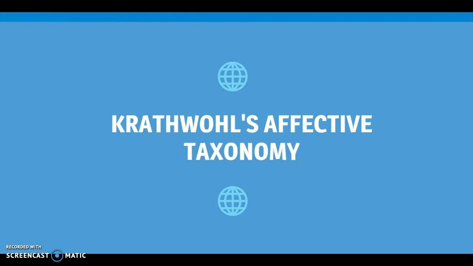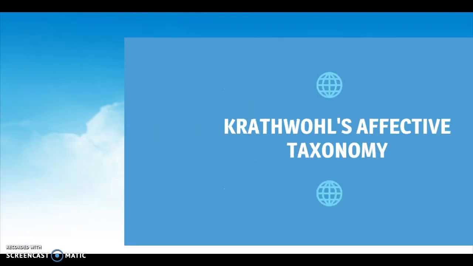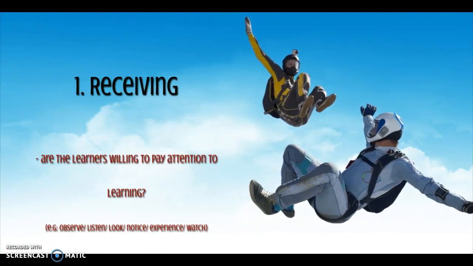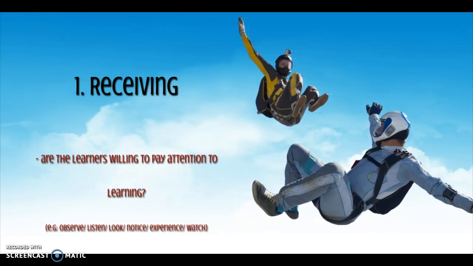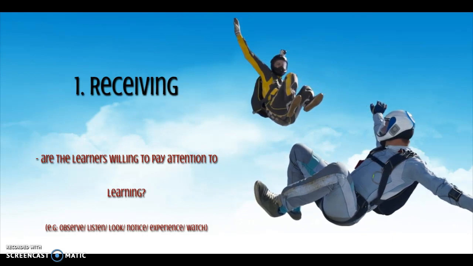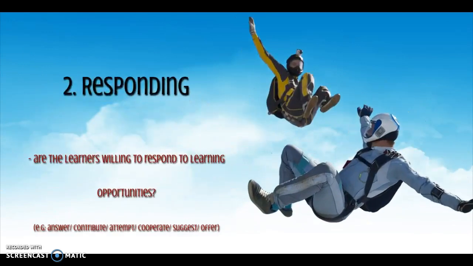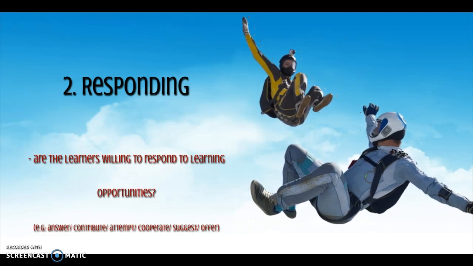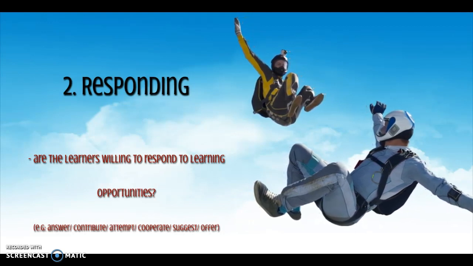Now let's move on to Krathwohl's affective taxonomy. Firstly, receiving. Are the learners willing to pay attention to learning? The examples of receiving are observe, listen, look, notice, experience, and watch. Next, responding. Are the learners willing to respond to learning opportunities? The examples of responding are answer, contribute, attempt, cooperate, suggest, and offer.